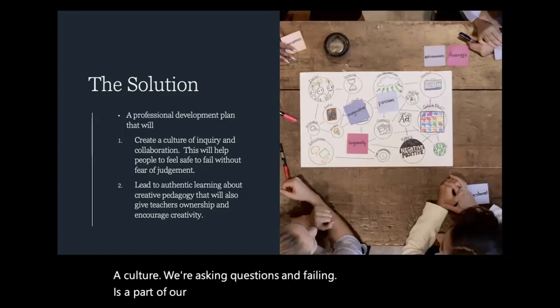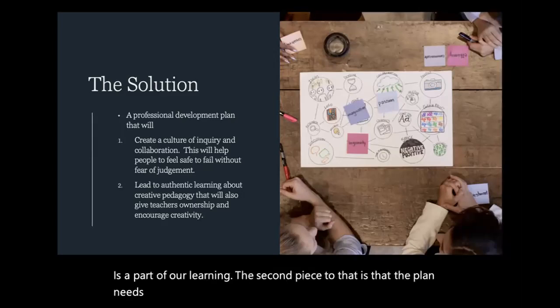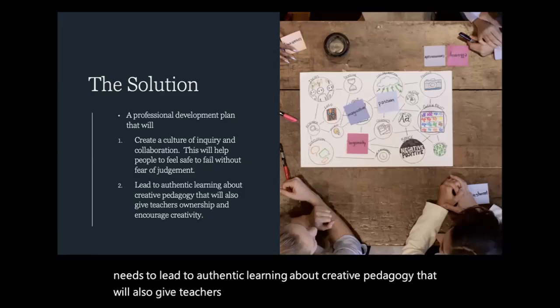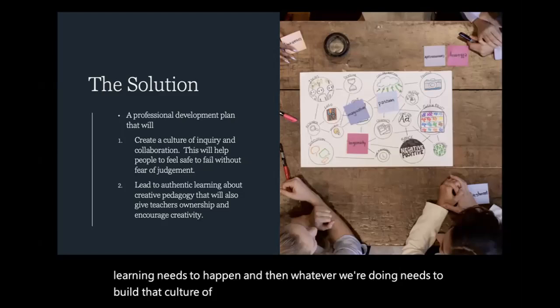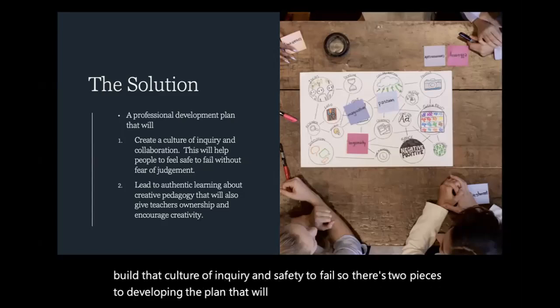The second piece is that the plan needs to lead to authentic learning about creative pedagogy that will also give teachers ownership and encourage creativity. So the learning needs to happen, and then whatever we're doing needs to build that culture of inquiry and safety to fail. So there are two pieces to developing the plan that will address the problem of practice.